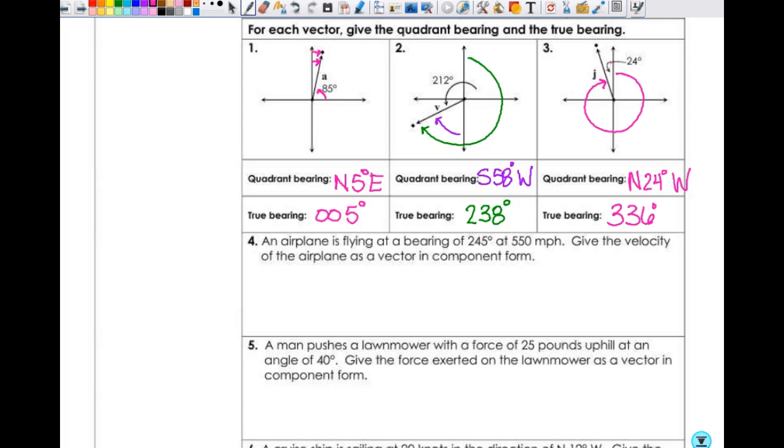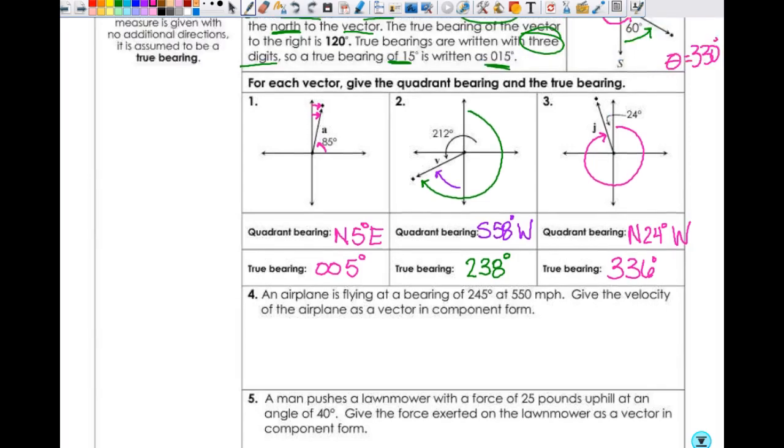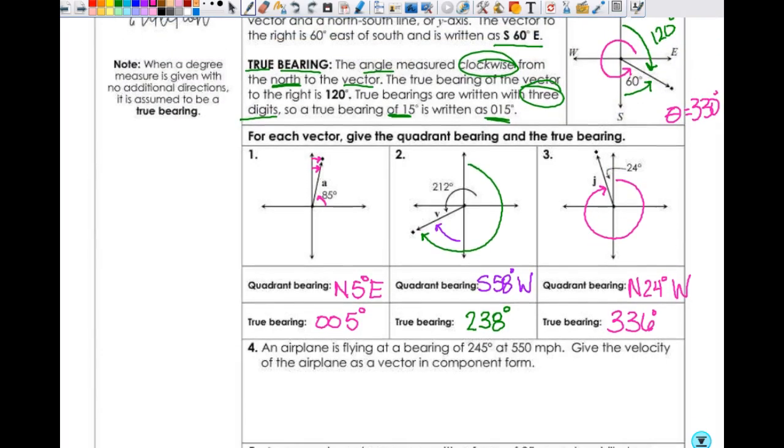Okay, anything else? All right, so one thing I want to point out before we move on. When a degree measure is given with no additional directions, it's assumed to be true bearing. So if it says bearing and it gives you an angle, then you don't have to wonder if it's south and east. If it doesn't say it, it has to be true bearing, okay? So it either has the north and south or whatever, or it doesn't.